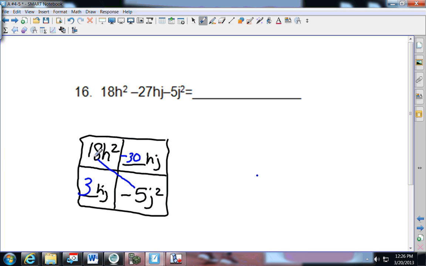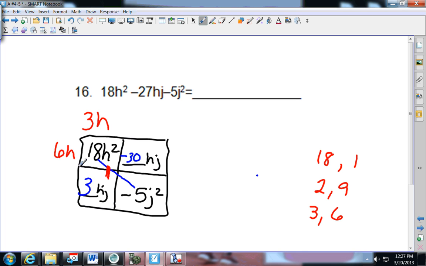Now, this is where you have to be careful because splitting up 18, it could be 18 and 1, 2 and 9, 3 and 6. There's lots of different options of how 18h squared can split up. I'll do it like this. This is a smaller number. Out of these two boxes right here, what's the GCF? What goes into both of those? 6 doesn't go into 3. 3 goes into 3. 3 goes into 18. So 3h would go here. Well, the only one that has an option of 3 is like 3 and 6.